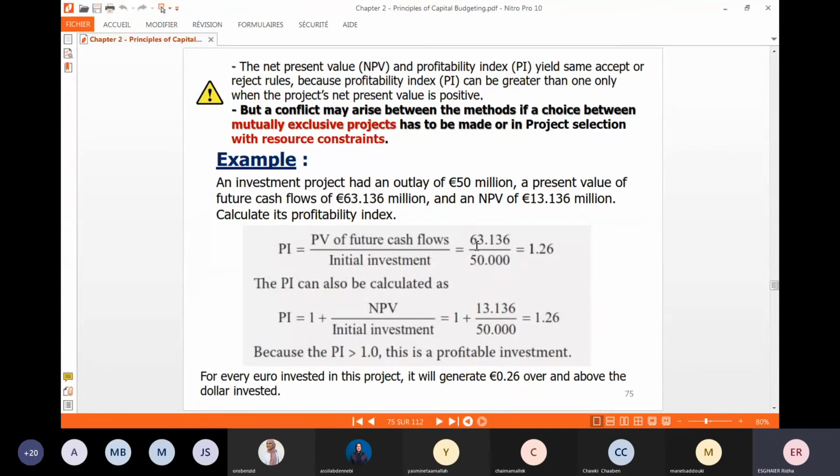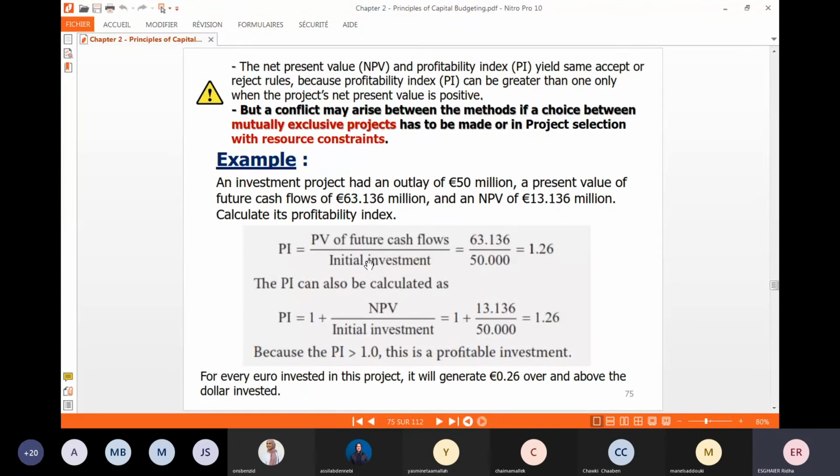Here an investment project had an outlay of 60 million euros. A present value of the future cash flows, cash flow 1, 2, 3 until n, their present value is 63.136 million euros. It means that the NPV, اللي هي present value of future cash flows minus initial outlay, is 13.136 million euros. What is the profitability index of this project? We can use present value of the future cash flows over initial outlay, or 1 plus NPV over initial outlay.